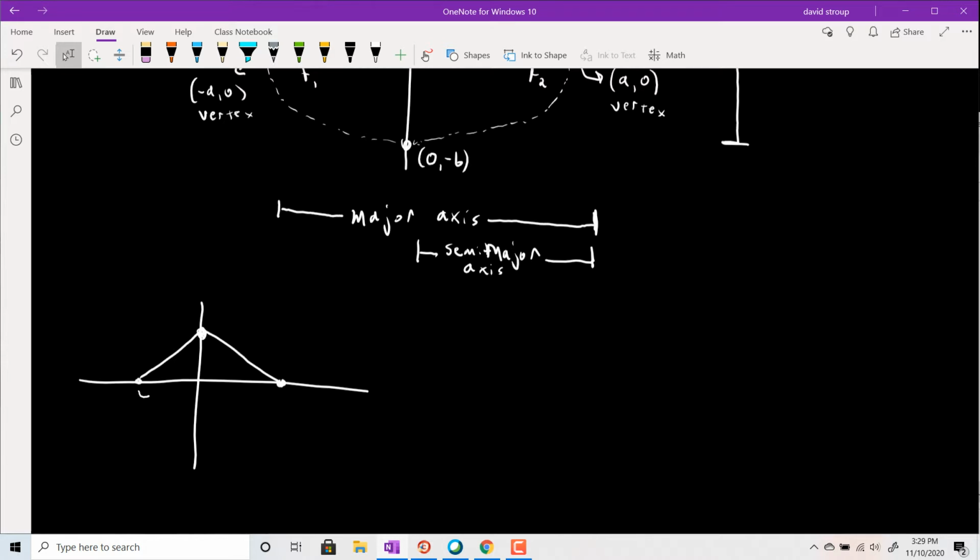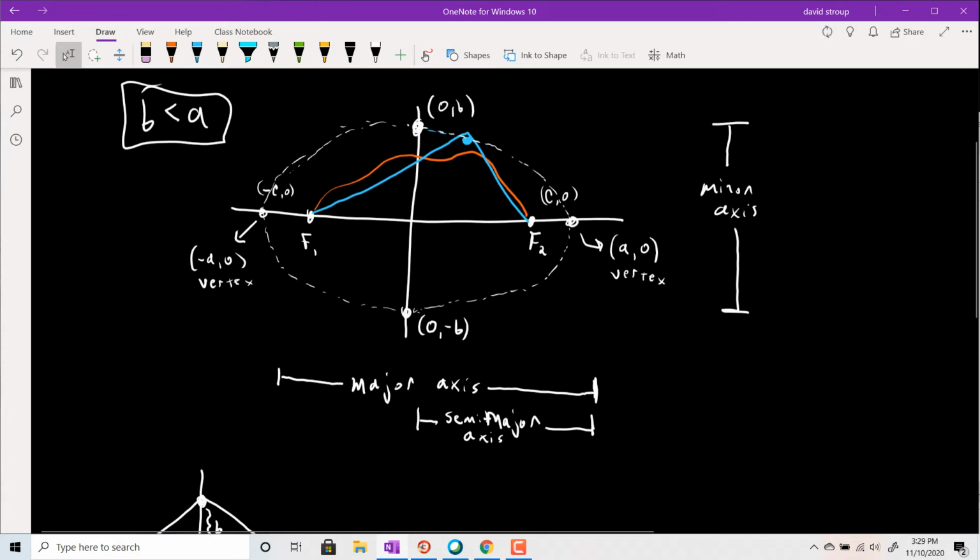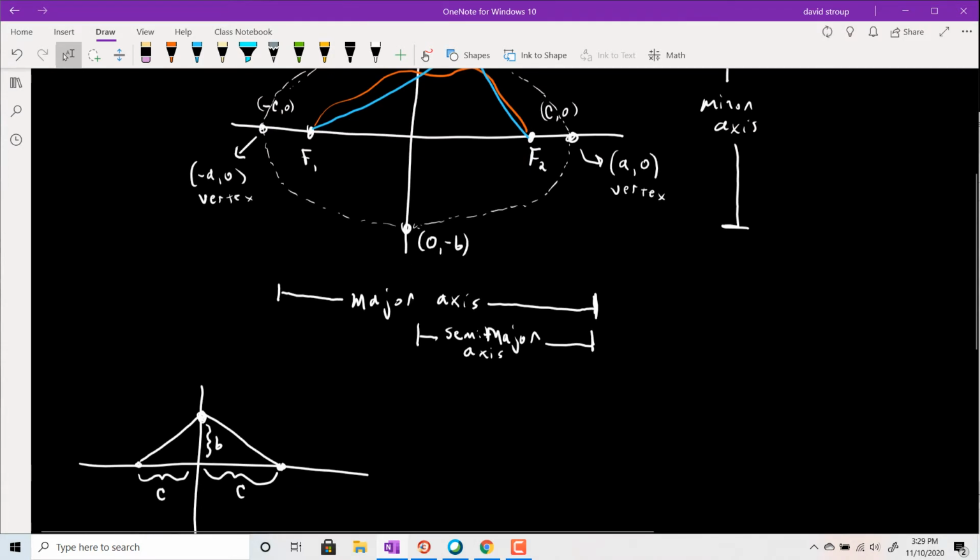This distance right here is going to be C, right? So likewise, this distance is also C. This distance right here is B, okay? And that's just given from the coordinates that we've defined. Okay. And then finally, the length of the string is 2a.